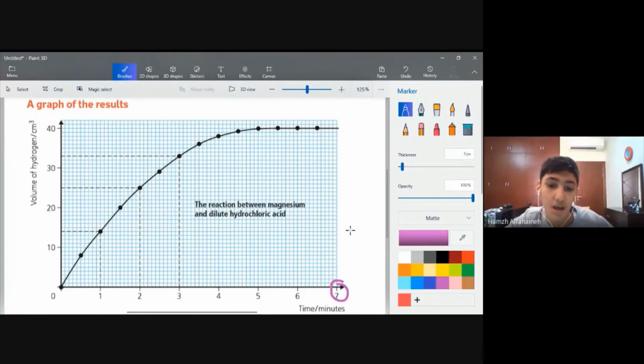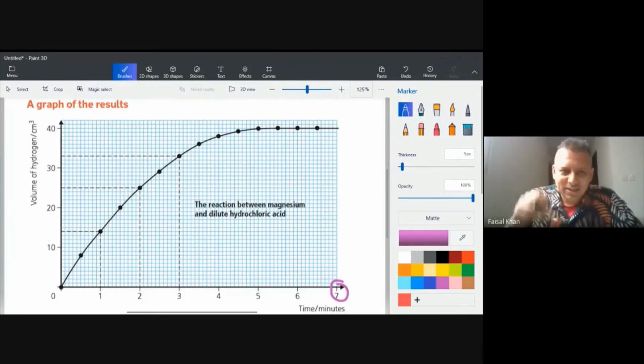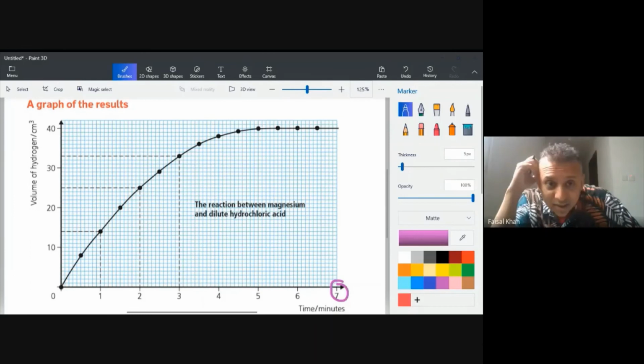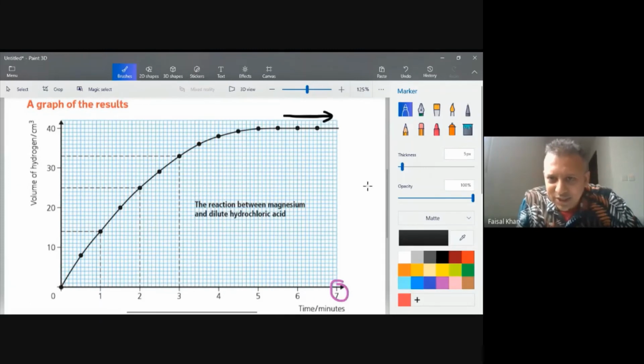So no, because there's no point for the reaction stops at 6. So there's nothing there, there's no measured point. But you can see that nothing is changing, correct? There's no change in height. So you don't need another point.